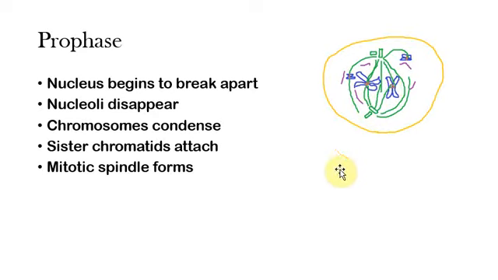Also, it's going to be important to know that there's a type of protein called a cohesin, which attaches the two sister chromatids. That's the protein that attaches them.